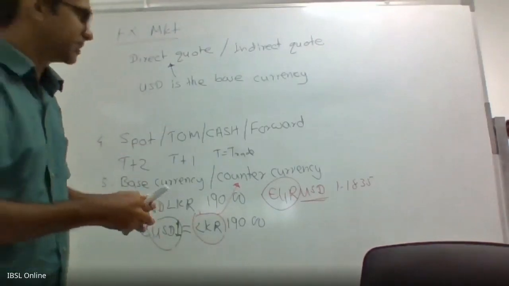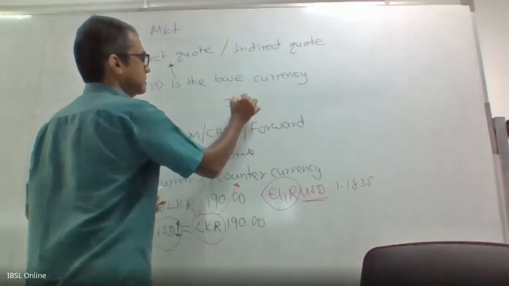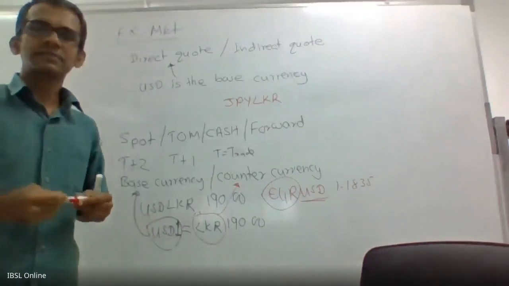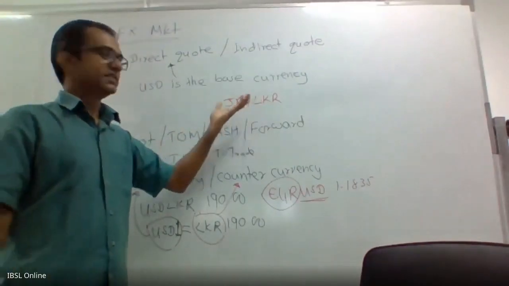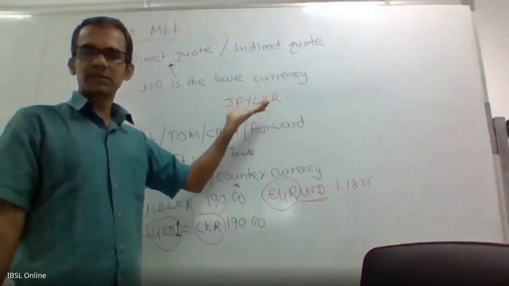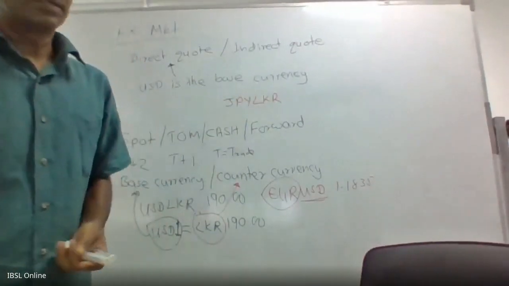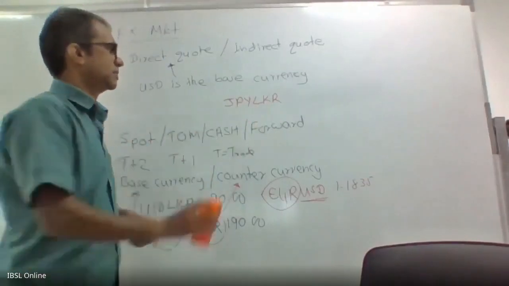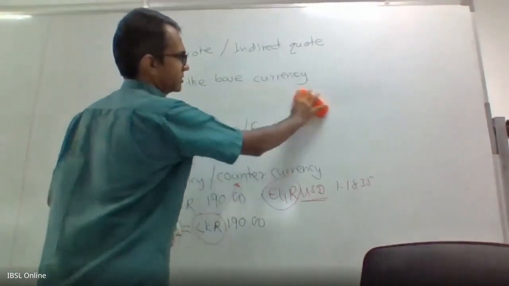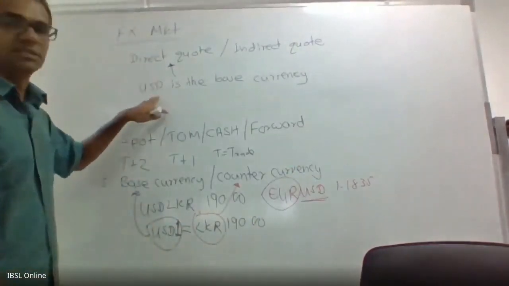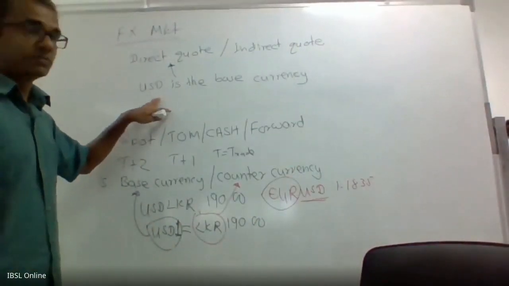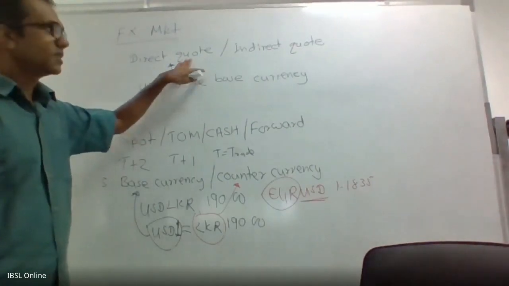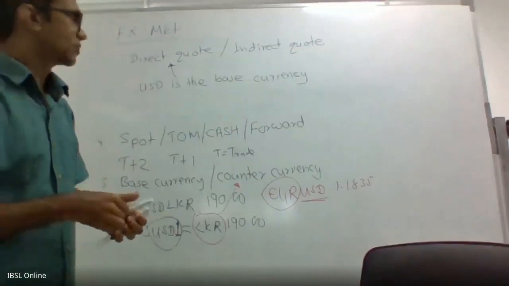But there may be exchange rates like JPY, LKR. In this, whether it's a direct quote or an indirect quote depends on whether JPY is the local currency or LKR is the local currency. But don't worry about that too much. Remember this rule: if the dollar is the base currency, then we call it the direct quote. Otherwise, it's an indirect quote.